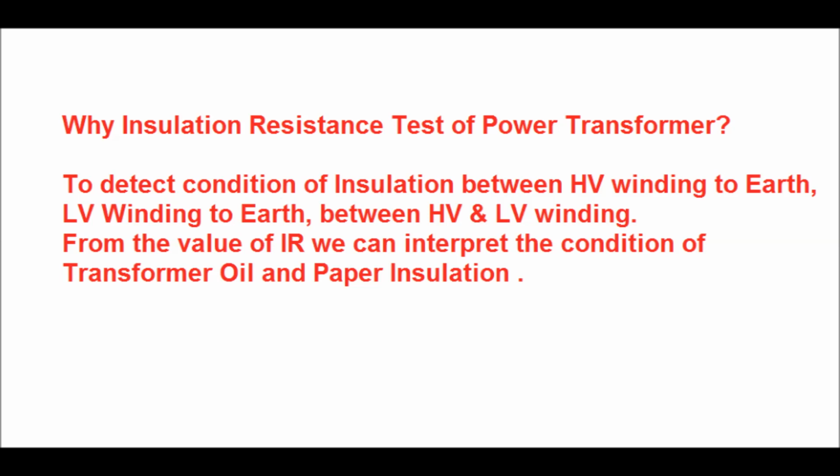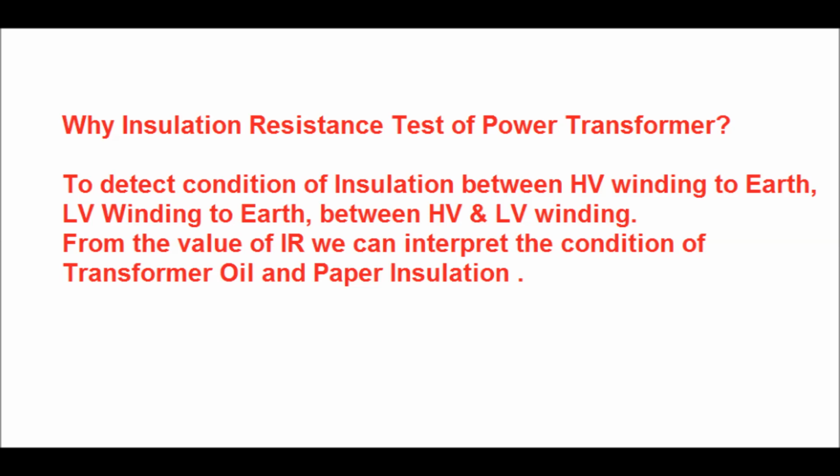In the case of a power transformer, we generally have two windings, that is HV winding and LV winding. Insulation exists between HV winding and LV winding, between HV winding and earth, and also between LV winding and earth. So we have to detect the insulation condition between HV winding and earth, LV winding and earth, and between HV winding and LV winding by measuring the insulation resistance of the transformer.